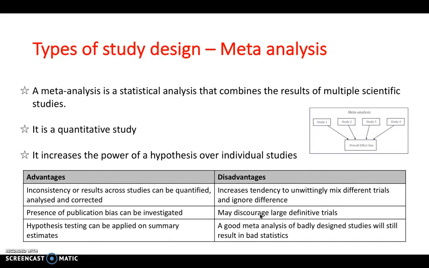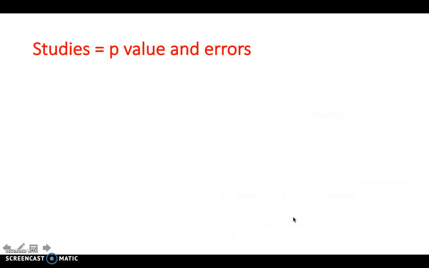The advantages of this, as we've just said, are that inconsistency of results across studies can be quantified, analysed and corrected, and it does increase the power of the hypothesis testing. On the other hand, people do tend to unwittingly mix different types of trials and ignore the differences between them in a bid to create a meta-analysis, and it may also discourage large definitive trials that people may be considering carrying out. Now a few more notes on studies.